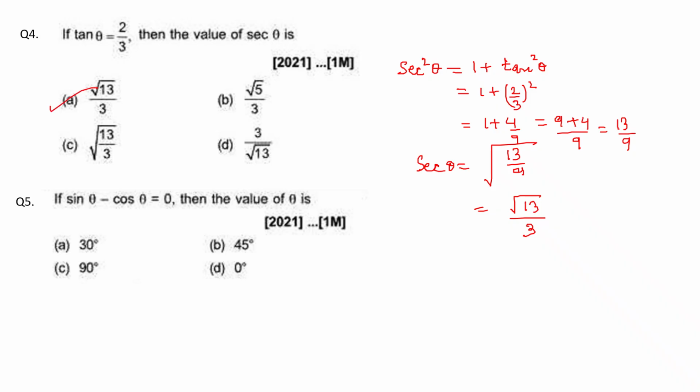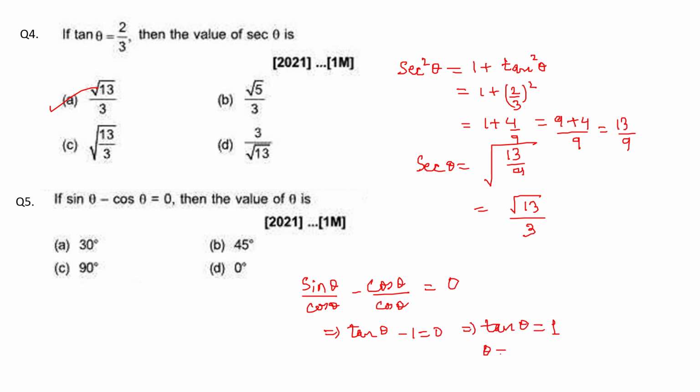Next, question 5. If sin theta minus cos theta equal to 0, then the value of theta is. So if you can divide cos theta in both sin theta and cos theta, so if you divide cos theta on both, and 0 by cos theta is 0 only, so it will become tan theta minus 1 equal to 0, which means tan theta is 1. So tan theta is 1 for when theta is 45 degrees. So answer is option B.